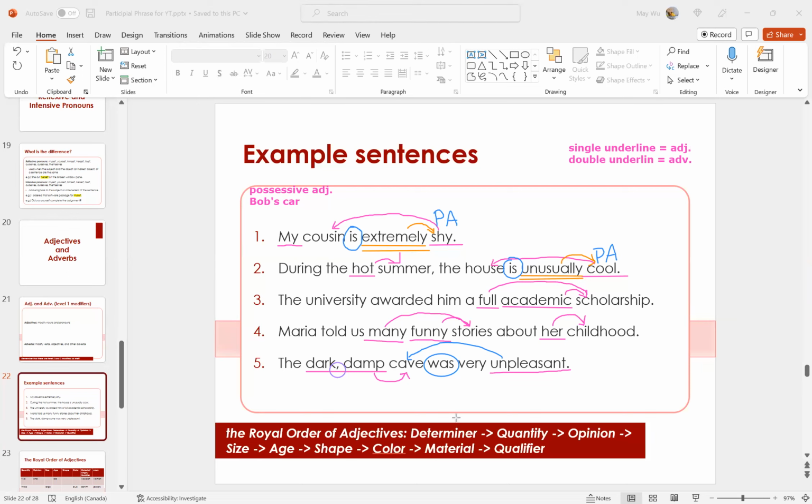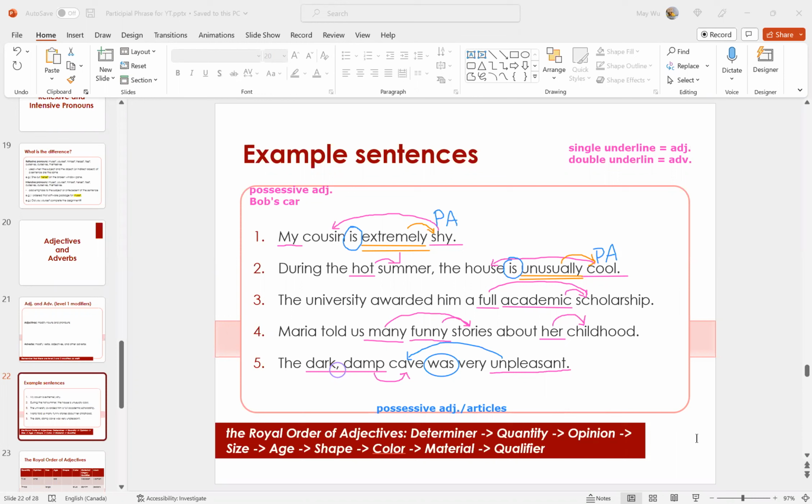We first start with the determiner. So determiner would be words like the articles a and the, and possessive adjectives like my, your, his, her, apostrophe s. Then we move on to the quantity, which is how many, and then the opinion, right? What would be an opinion? Oh, Mary is a beautiful woman. Beautiful would be your opinion because that is subjective.